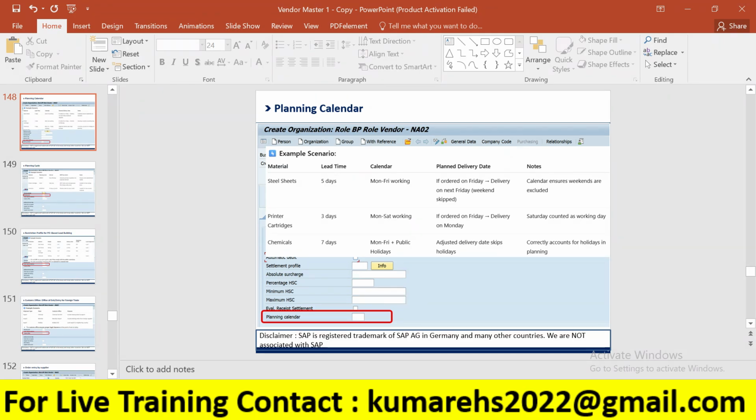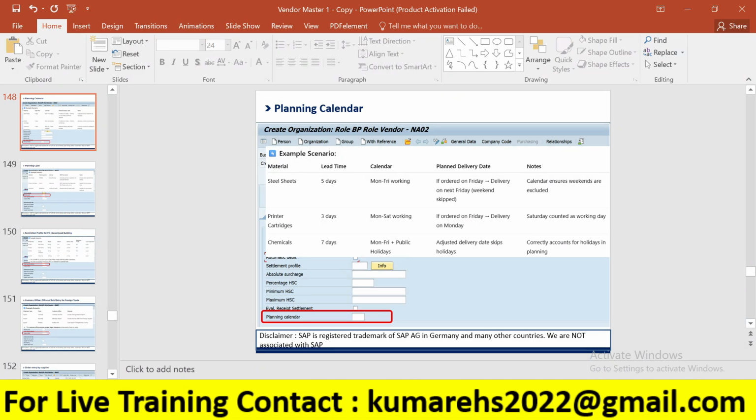Second material lead time is 3 days, Monday to Saturday working. If ordered on Friday, delivery on Monday. Saturday counted as a working day. Third material, 7 days lead time, Monday to Friday plus public holidays. The calendar adjusts delivery dates, skips holidays, and correctly accounts for holidays in planning. So these are all the 3 different methods. The calendar ensures realistic and achievable delivery schedules.